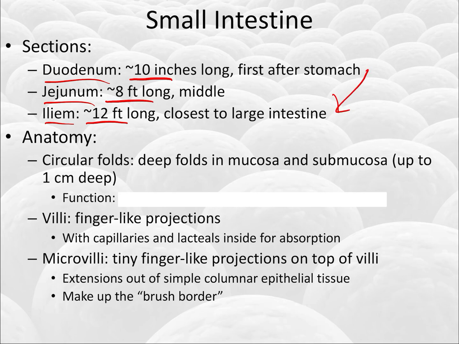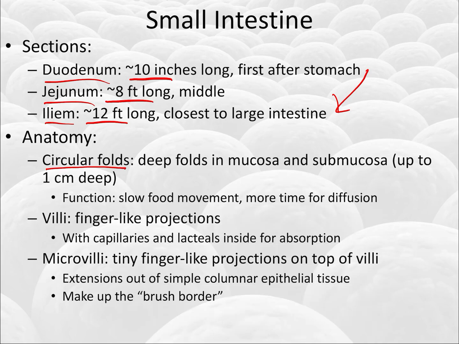Okay, so we have 2 different types of kind of folds in the small intestine. The circular folds are deep folds in the mucosa and submucosa, up to a full centimeter deep, and the function of those is actually to slow things down. So instead of folds going straight down longitudinally, they're going around, so it actually slows things down instead of helps it move, and that's what we want. We want more time for diffusion, more time to absorb the food out.